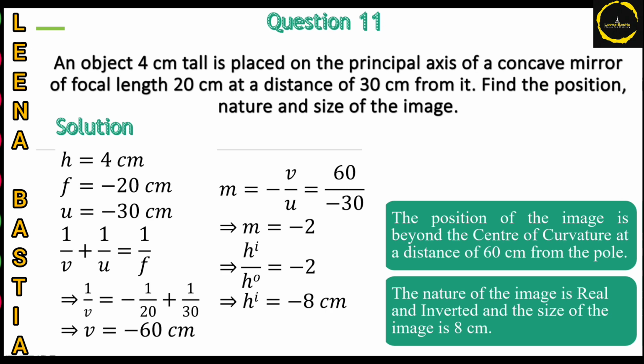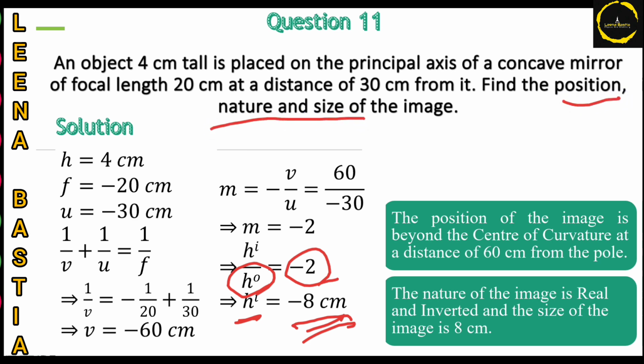Now HI by HO, the other formula, because we have to find out this HI. So just substitute the values of M here, minus 2, and HO value also you have to put, and you will get minus 8 centimeter. This is the size of the image we got. Now ultimately this position, nature and size we have to write.